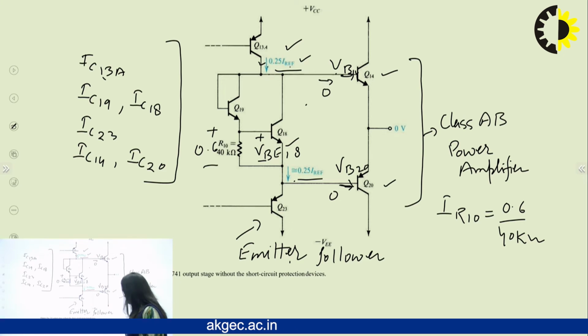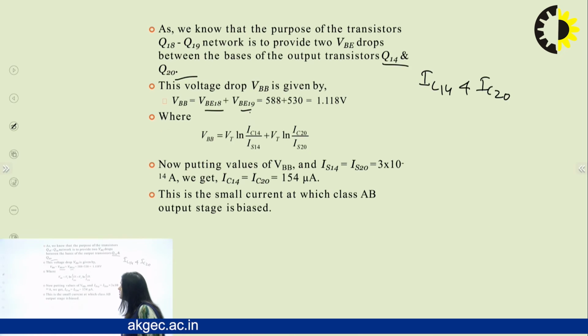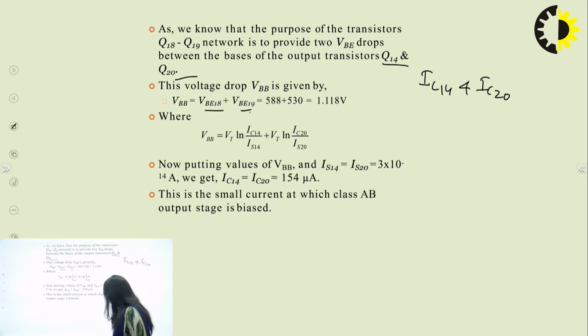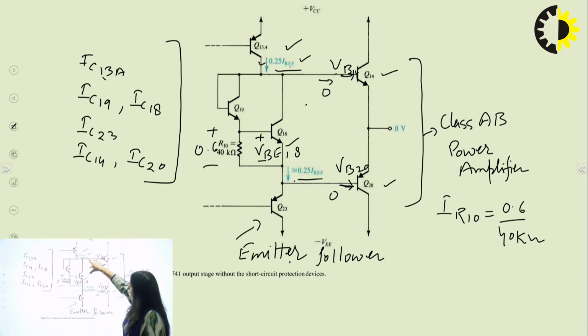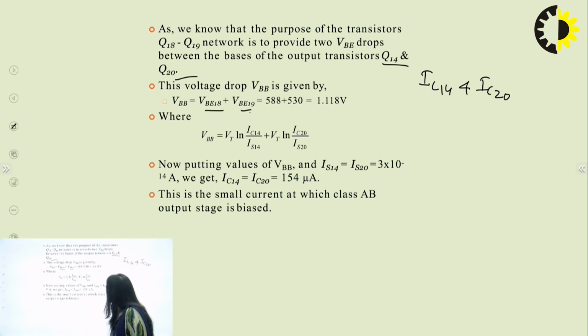So VBB will equal VB14 plus VBE20, and that can also be written as VB18 plus VB19, because the total voltage which appears between the base of Q14 and Q20 will equal the total voltage of this network, and the voltage of this network is VB18 plus VB19, because these transistors are connected in cascade. So here we can calculate the value of VBB, which is equal to 1.118 volt.